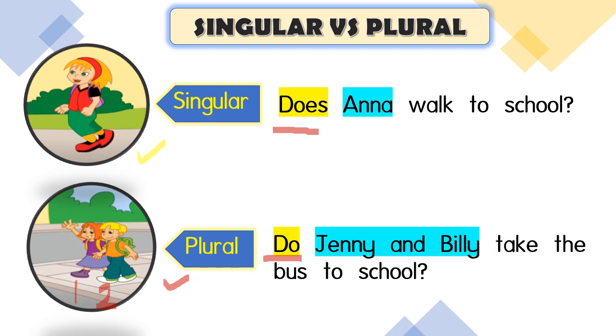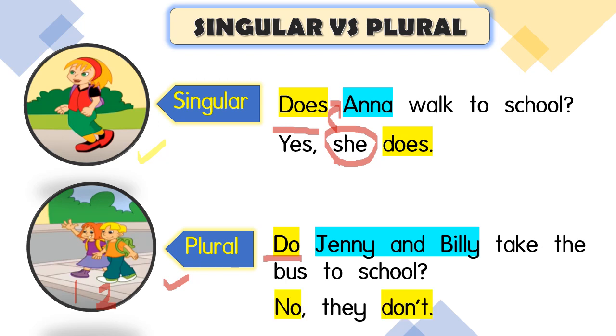So how do we answer the first one? Yes, she does. We use she for Anna. What about Jenny and Billy? What subject pronoun can we use? Yes, we use they. We use they for Jenny and Billy. So the answer is no, they don't.